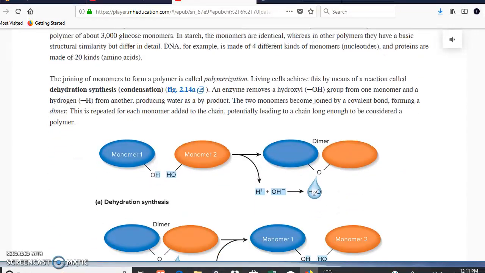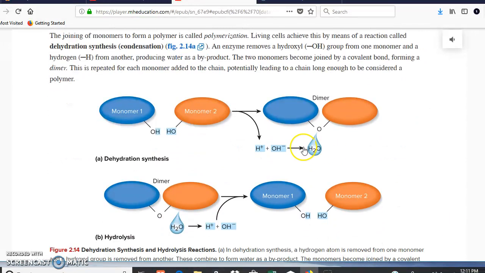Well, we have monomers. As you can see here, we have one monomer and another monomer. We put them together by removing water. Therefore, this is going to be called dehydration synthesis. Remember, we mentioned that synthesis is building things. So if you have two separated, now they are together because we remove water. Since we remove water, this is called dehydration synthesis.